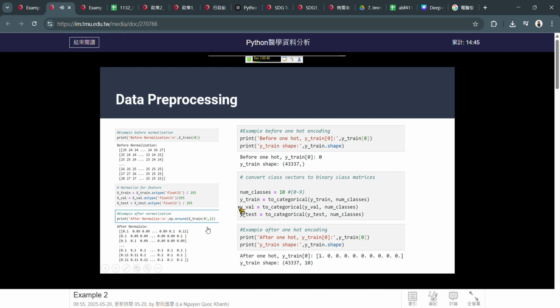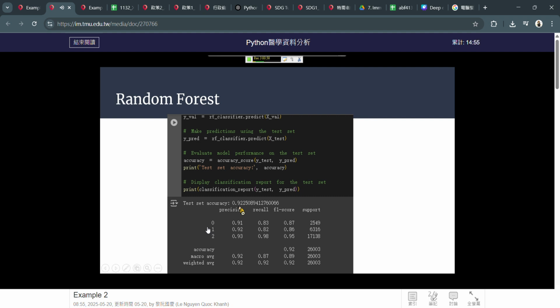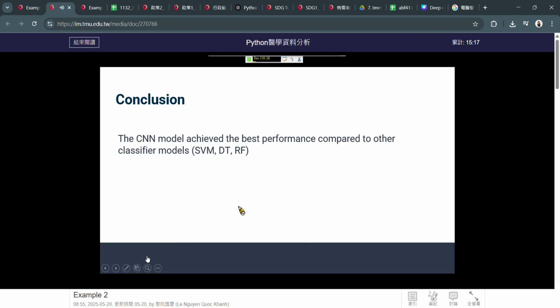And just before coming here on stage, we finished our 2 hours of training for random forest with a complete set of data. And we had a result of 92% accuracy. That is the complete set of data. Previously we did only 20%. This is 100%. It took more than 2 hours. And we were happy to see this result just before coming out here. So conclusion, CNN model achieved the best performance compared to other classifier models.